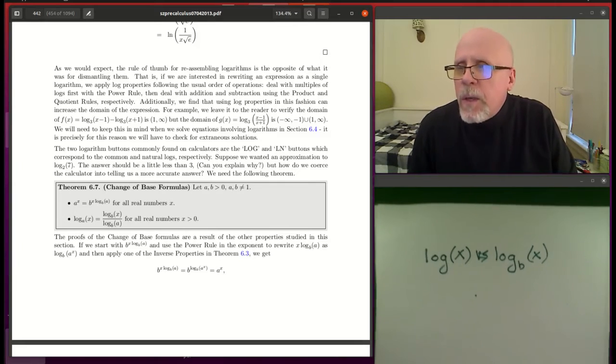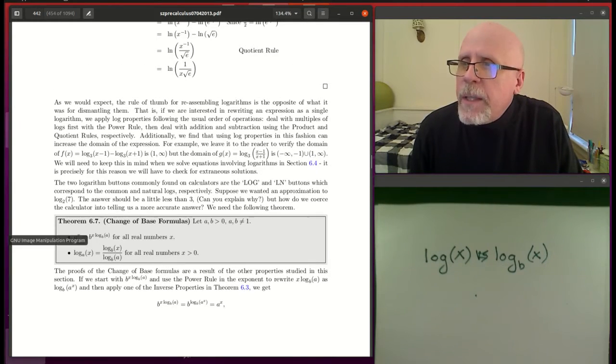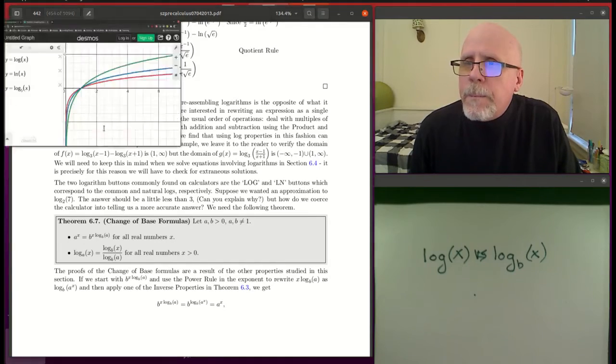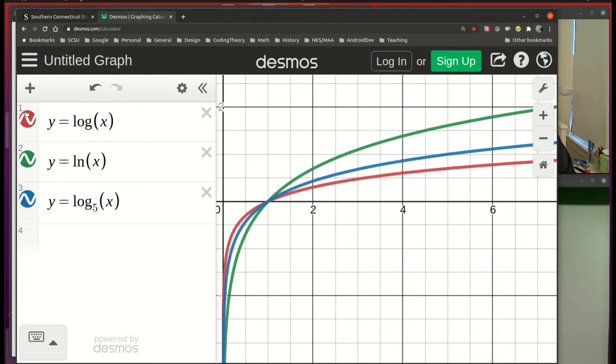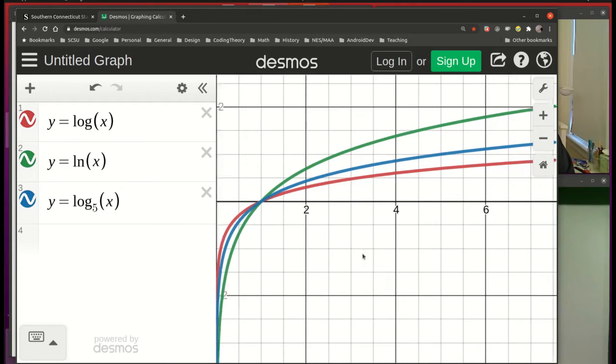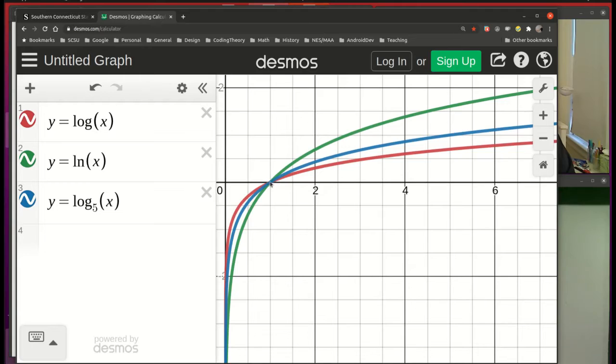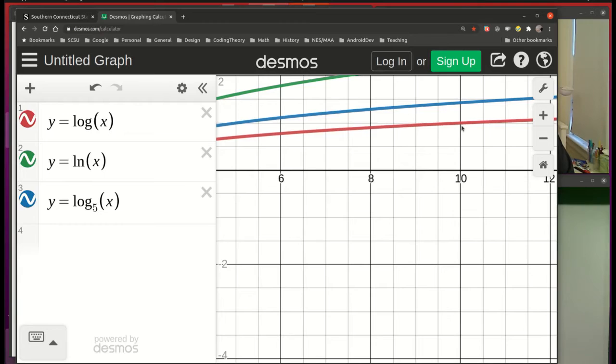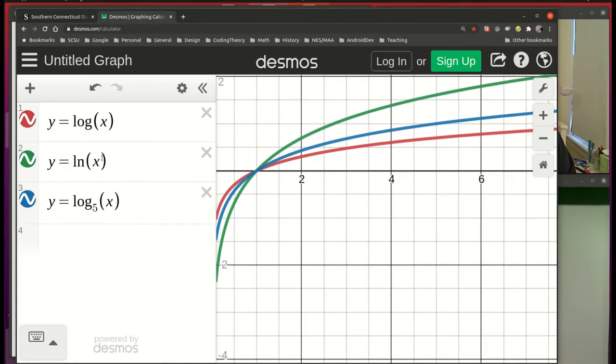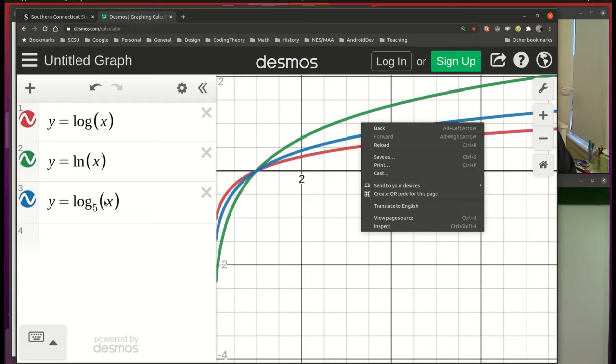Let me show you a Desmos graph that I've already pre-made. That's a graph. The red one is log of x, log base 10. You can verify that easily enough. It goes through the point 1, 0, as all logarithms do. And look, this other point that's on the graph is 10, 1. Meaning if you take the log base 10 of 10, you have to get 1. What's the power you stick on 10 to get 10? 1. Yeah. The other 2 graphs I've got here are the natural log in green and the log base 5.